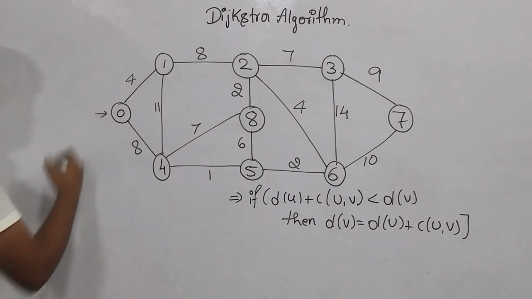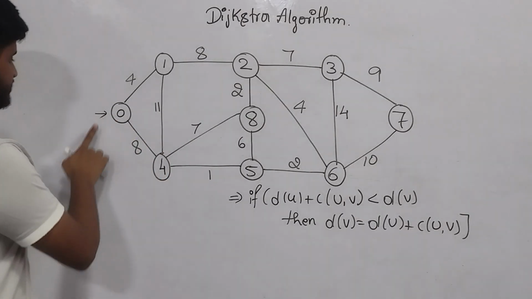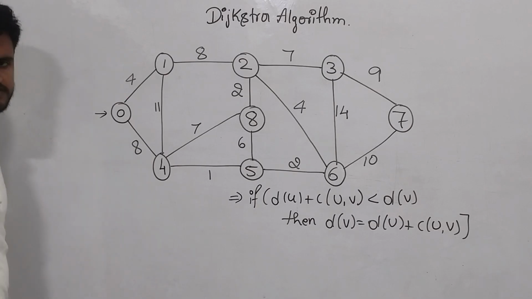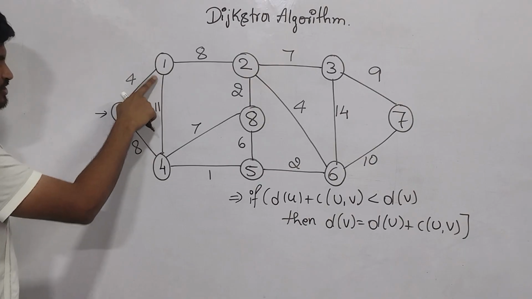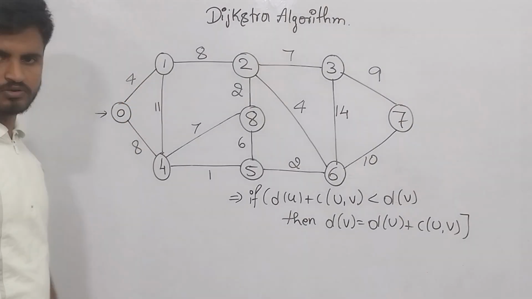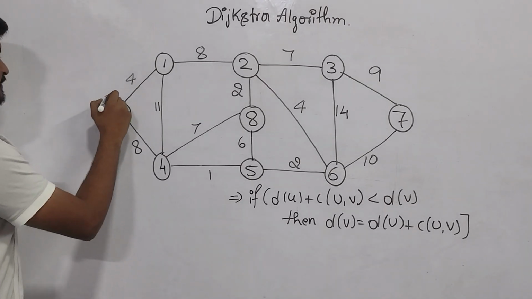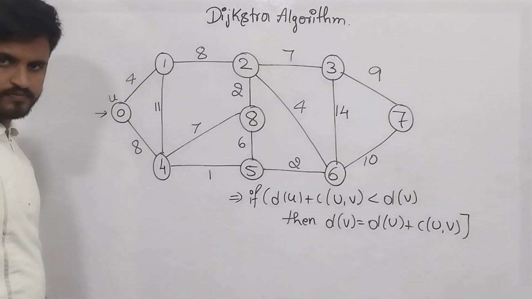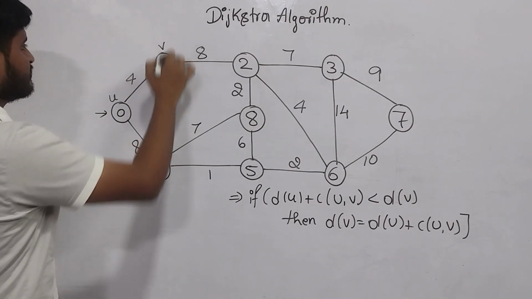So I will consider the 0th node as the source node. First you must select a source node. Now I selected the 0th node as the source node. From 0 I can either go to the first node or to the fourth node. Now let's consider the source node as u and I will be moving to the first node. So I will consider it as v.